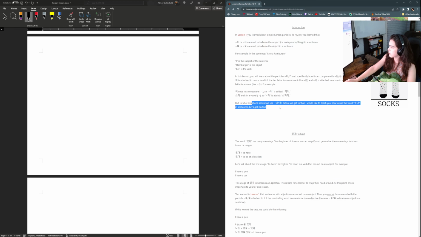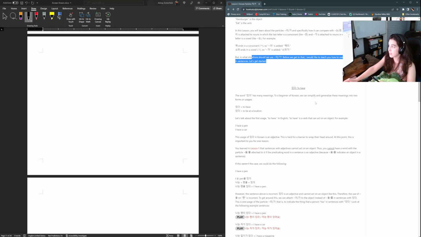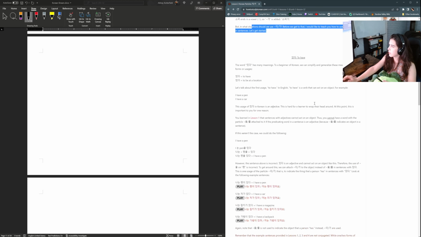They're going to teach us later. It looks like we're going to learn ita, which is to have or to be at. So ita has many meanings. To a beginner of Korean, we can simplify and generalize these meanings into 2 forms or usages, which is to have and to be at a location.